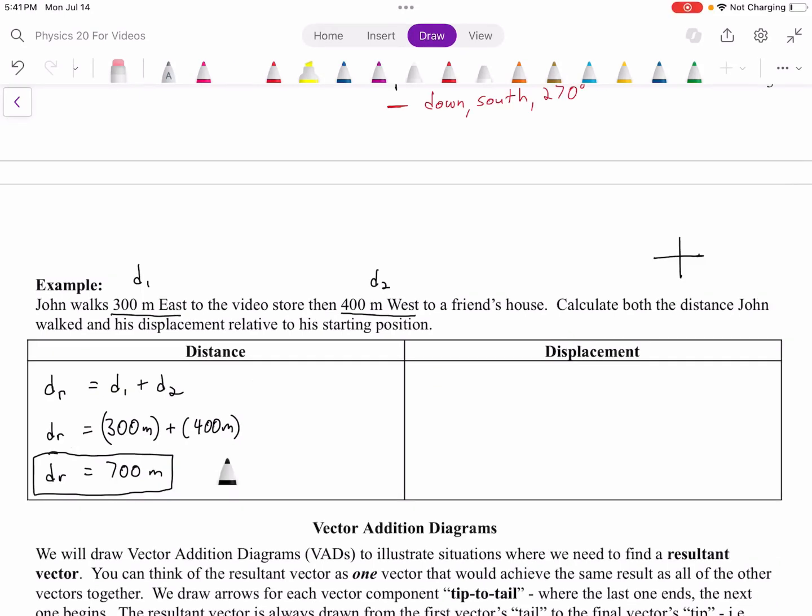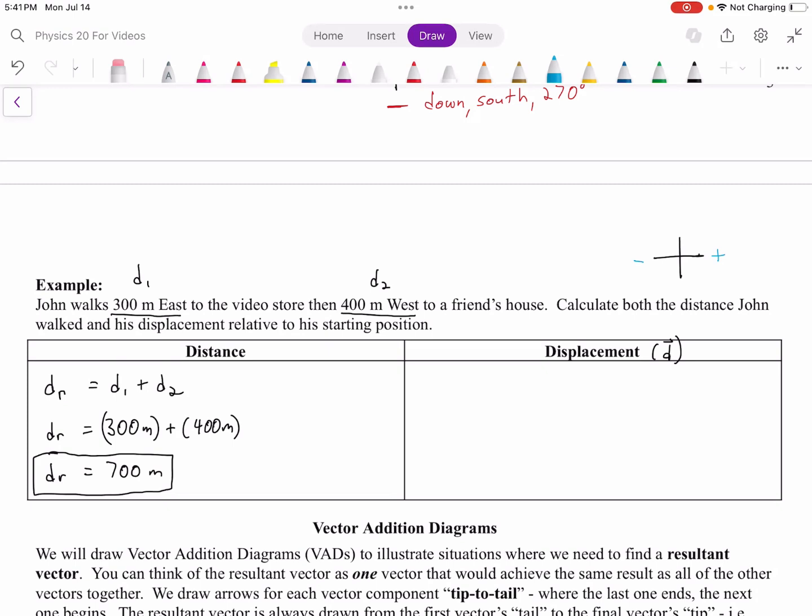Now for calculating his displacement, different story, right? This is a vector, so we do need to think about that direction. We're now thinking about not just how many meters did he walk, but how far is he from where he started, and in which direction, okay? So we're dealing with vectors. Always a good idea to define what you're calling positive and what you're calling negative, right? Just a quick visual indicator to show the person reading your work, whether they're marking it or just looking at it, what positive and negative mean to you. So I'm going to call east positive. I'm going to call west negative, and I'm just showing that really quickly with that diagram.